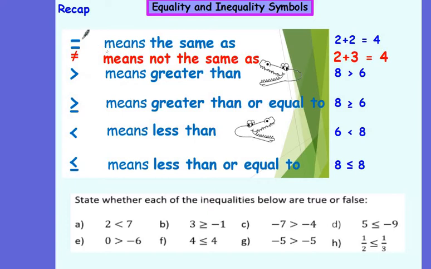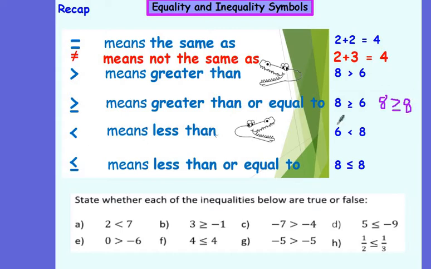So a quick recap. We had this symbol here, which we said meant the same as. We had an equal sign with a line through it, which meant not the same as. We had a greater than symbol, like 8 is greater than 6. We had a greater than or equal to symbol, so 8 is greater than or equal to 6. We could also have 8 is greater than or equal to 8.